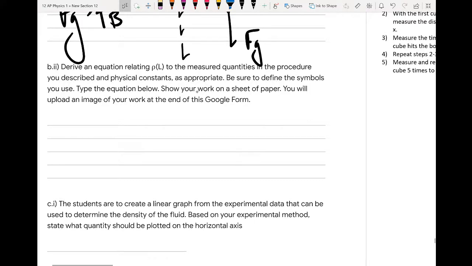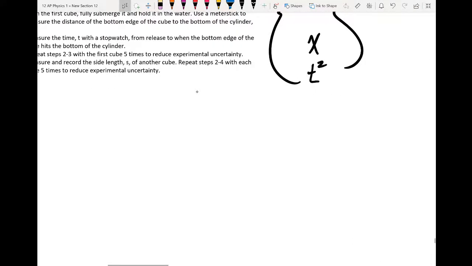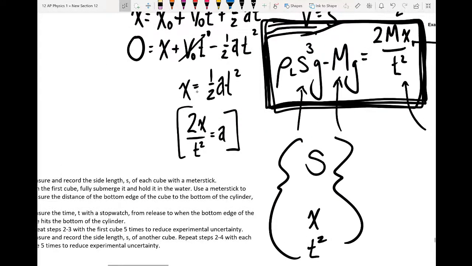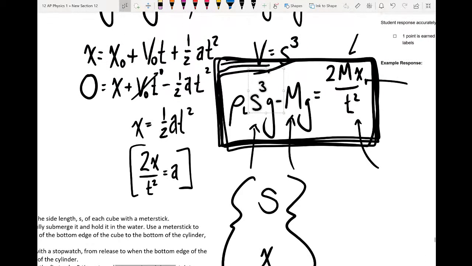Okay, so we've kind of derived an equation relating rho L to the measured quantities in the procedure that we described. So this is really where we would do this part. I'm not going to re-derive everything. I'm going to steal this. I made it very messy.